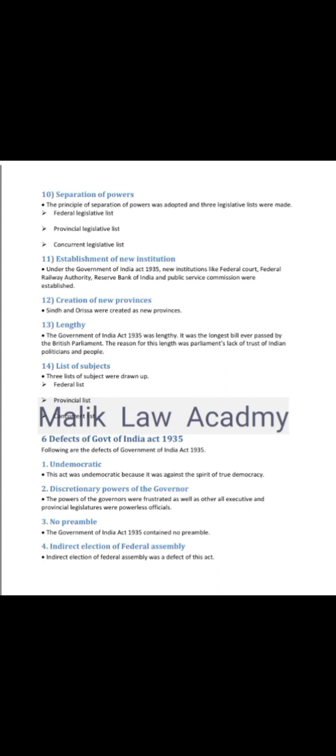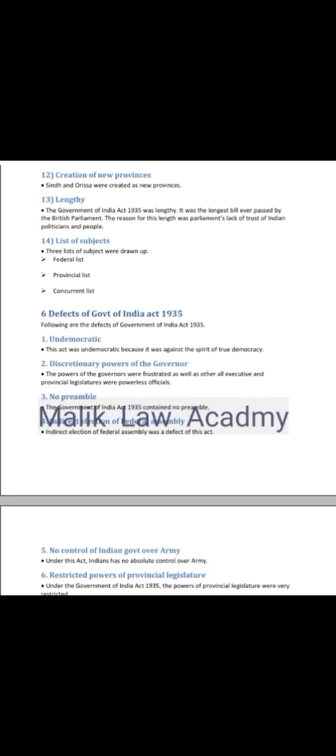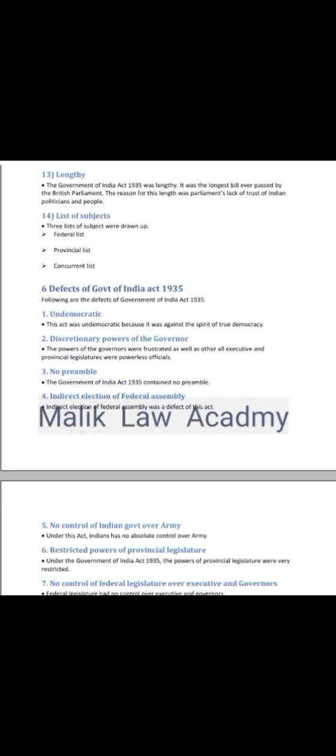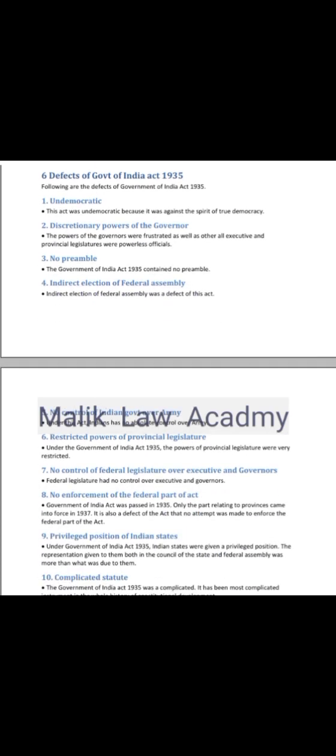Defects of the Government of India Act 1935: undemocratic discretionary powers of the governor, no direct election, only indirect election of the federal assembly, no control of the Indian government over the army, restricted powers of provincial legislature, no control of federal legislature over executive and governor, no enforcement of the federal part of the act, privileged position of Indian states, complicated statute, no bill of rights.